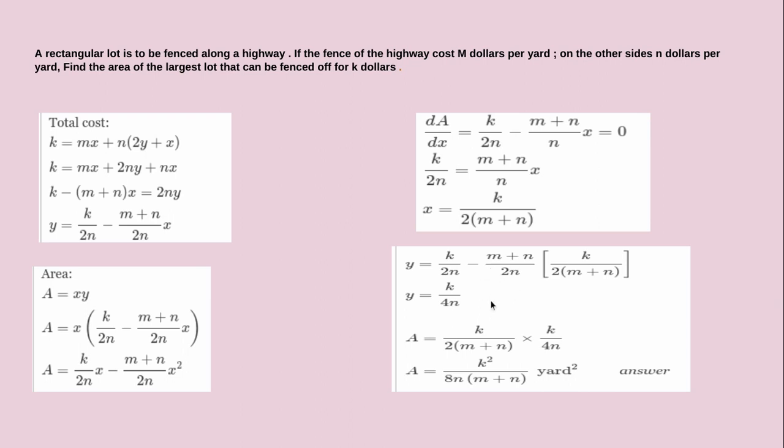Then we are going to substitute the value of x and y in our area. Then our area will be k all over 2 quantity of m plus n times k all over 4n. So the area of the largest lot that can be fenced off for k dollars is equal to k squared all over 8n quantity of m plus n squared yards. So this is our answer.